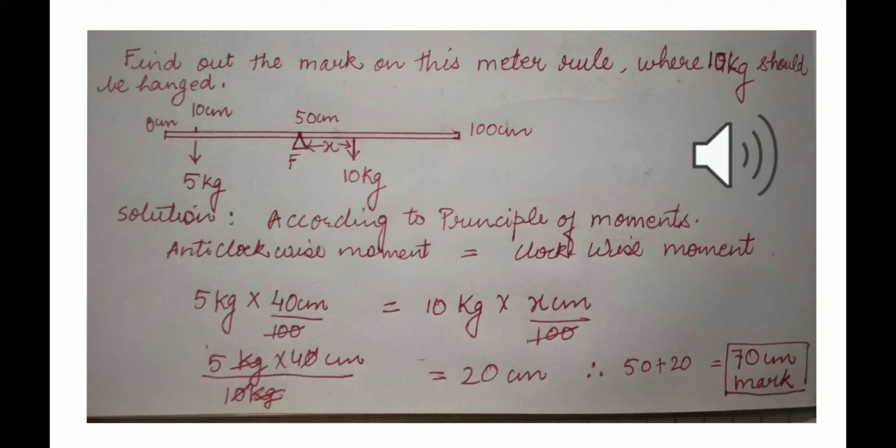And on the other side, if I take that the body is to be hanged at x centimeters from the fulcrum, so I have taken the distance as x. So 10 kg into x. When we divide it, we get 20 centimeters. So the value of x is 20 centimeters, whereas the mark where the body should be hanged will be 50 plus 20. That will be 70 centimeters. Is that okay? So we go to the next numerical.